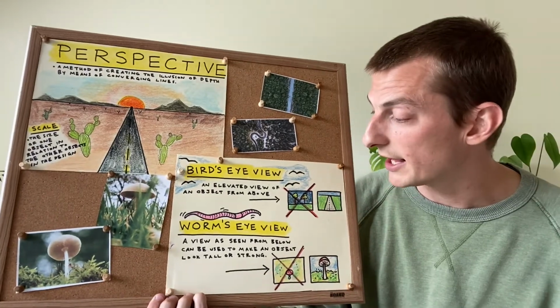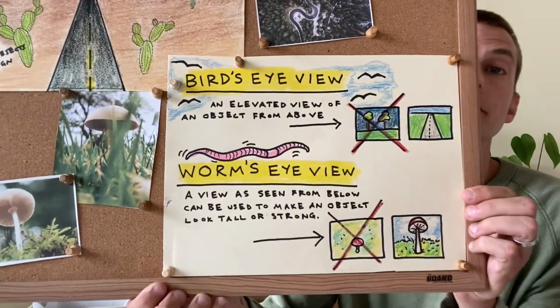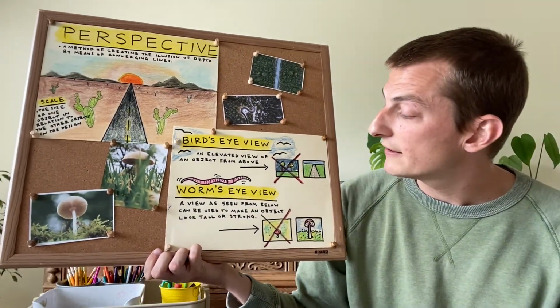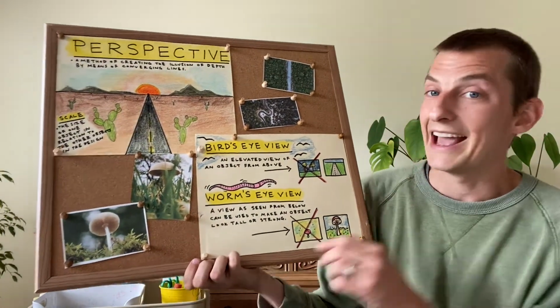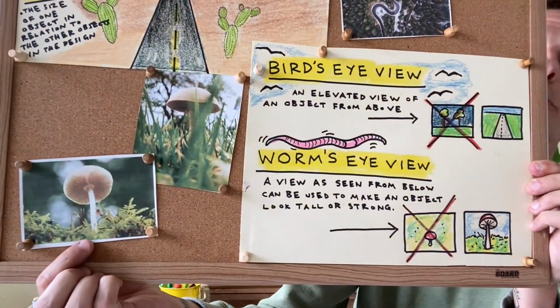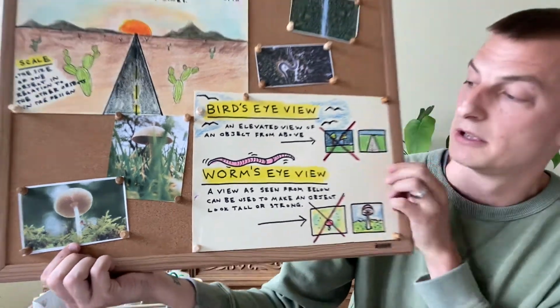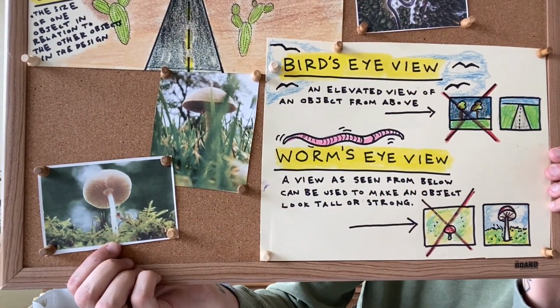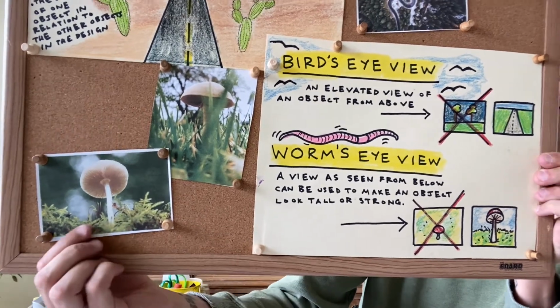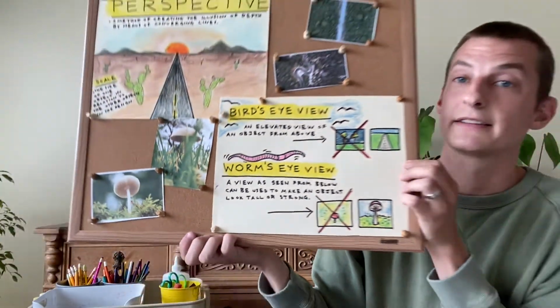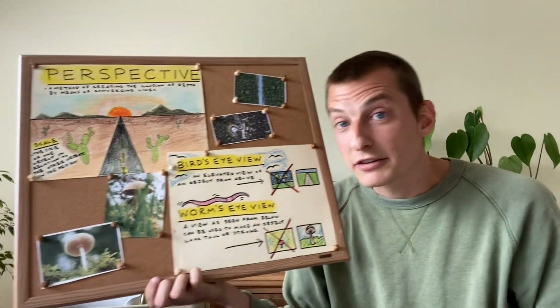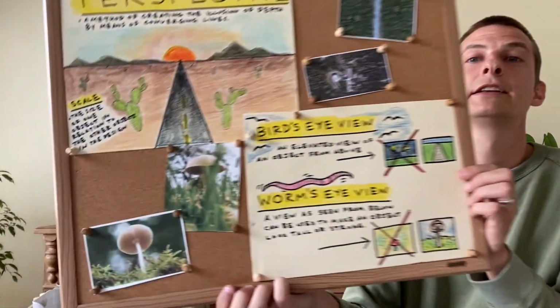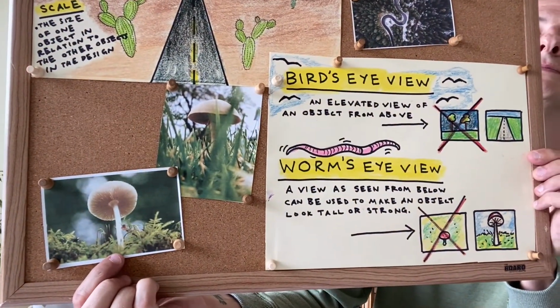Now the opposite of that is a worm's eye view. And this is a view as seen from below. And this can be used to make something seem very powerful or strong. Like this mushroom, how it takes up the entire photograph, right? Because the person who took the photograph got underneath from a worm's eye view.